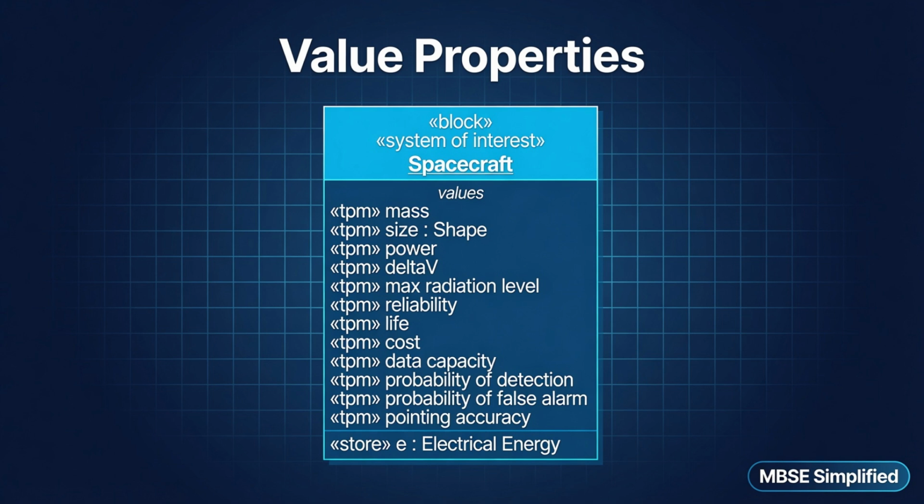A value property can represent a quantity of some type, a Boolean, or a string. Most often a value property is something you can assign a number to. Value properties are particularly useful in conjunction with constraint properties to construct a mathematical model of your system. Value properties describe quantifiable physical, performance, and other characteristics of a block such as its mass, power, or speed. Value properties are listed in the values compartment of the spacecraft block as shown.